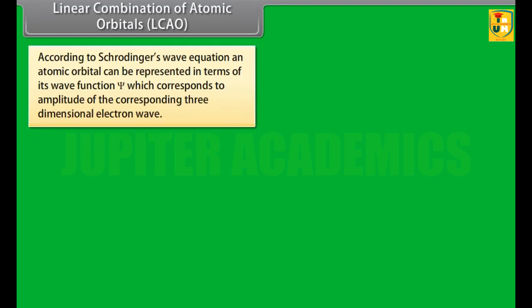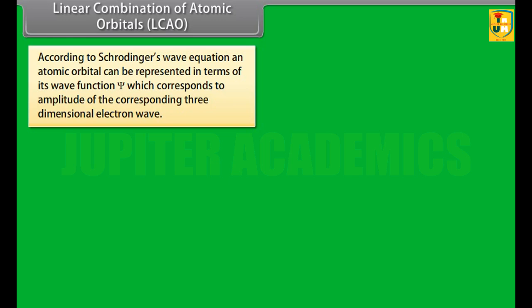Linear combination of atomic orbitals, LCAO. According to Schrödinger's wave equation, an atomic orbital can be represented in terms of its wave function psi, which corresponds to the amplitude of the corresponding three-dimensional electron wave.